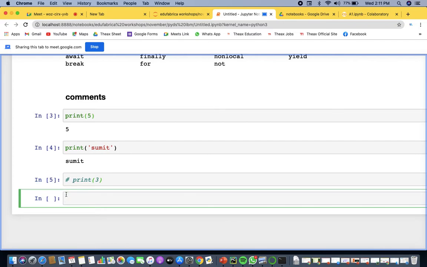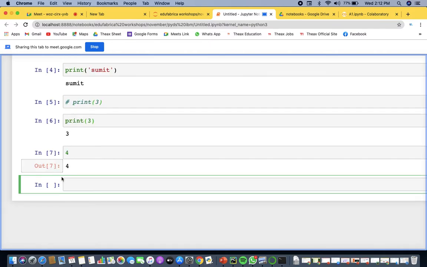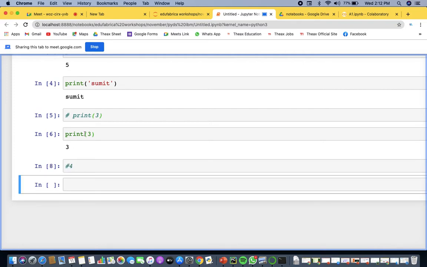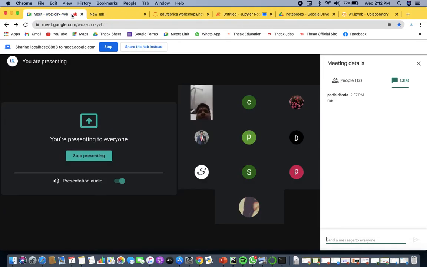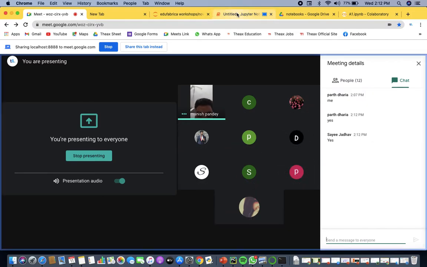But the same thing written without the comment would give me the result 4. But what if I put a hashtag before 4? That is a comment, so no output. Clear to everyone? Speak out quickly. I can see yes from Parth. What about the rest of them? Nisha, yes, Chetan, Rajesh, Darshan is there. Okay, fine.